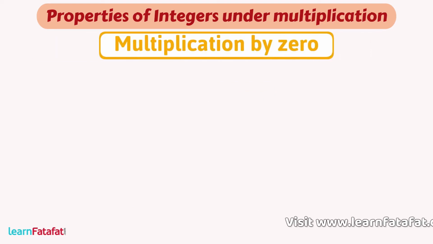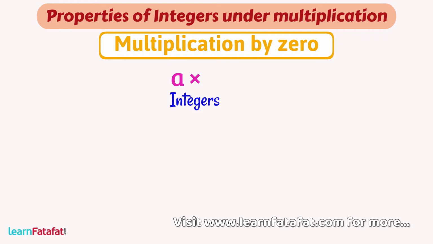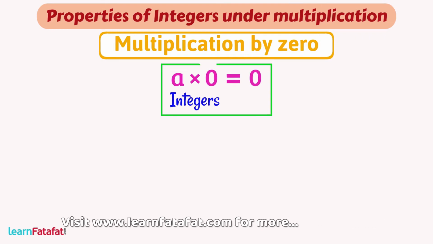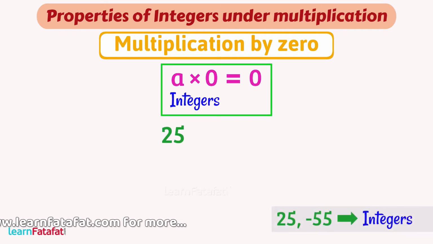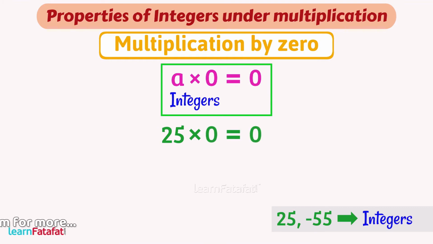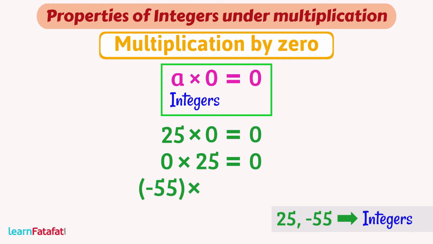Multiplication by 0. The multiplication of an integer a and 0 is always 0. For example, 25 into 0 equals 0. Also, 0 into 25 equals 0. Minus 55 into 0 equals 0.